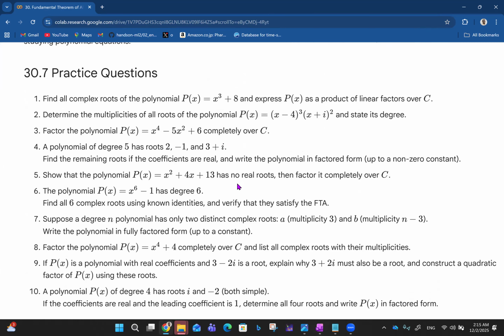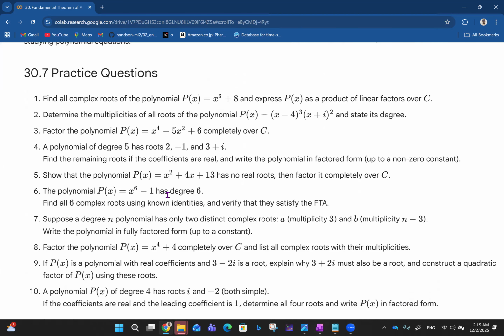Show that this polynomial has no real roots, then factor it completely over C. Then the polynomial x raised to 6 minus 1 has degree 6. Find all complex roots using known identities and verify that they satisfy the FTA. So here you can do the factoring method; we can even start with the difference of two squares. Okay, I'm tempted to take this on. This should be easier to handle than even the one I was going to do before. It looks complicated, but it looks like combining the difference of two squares and things like that. We should be able to handle this.